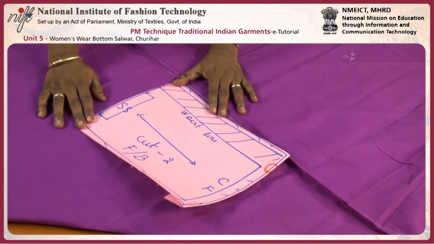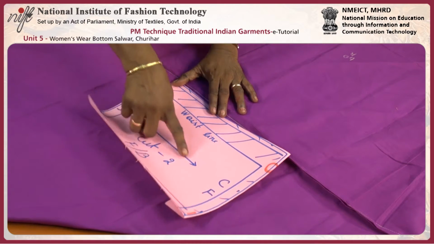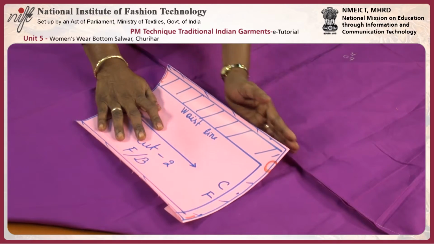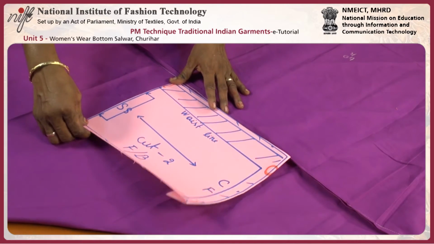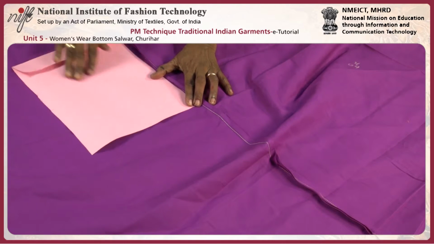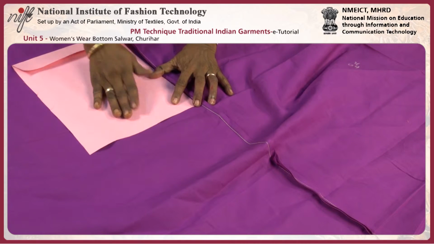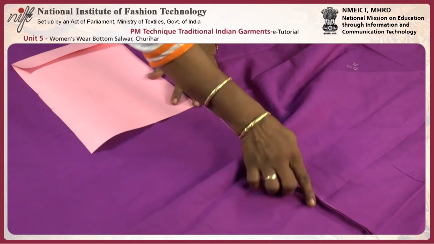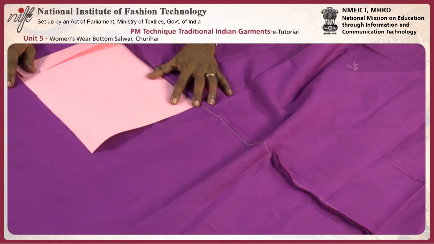The waistband should be taken on the warp grain. So it should be placed parallel to the selvage and it should be on fold. So you must take another fold at here, one for the front and one for the back. So the area at here should be the waistband piece.